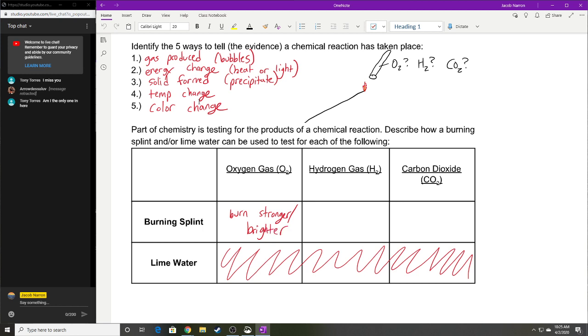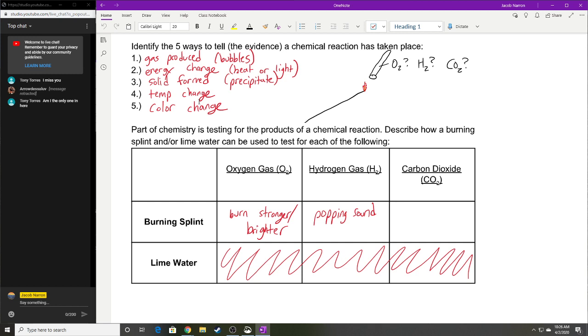There we go. Hydrogen gas is actually explosive. So hydrogen is not going to just burn brighter. It's going to actually make a popping sound because it explodes. Now, it's not a huge explosion. We're talking about a test tube here, so not a lot of gas. But because it all reacts at one time, it does make a loud pop sound. So it's like a pop, like that. Yeah, that was an excellent example.